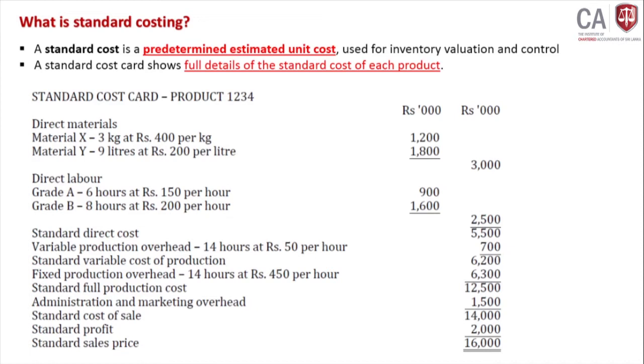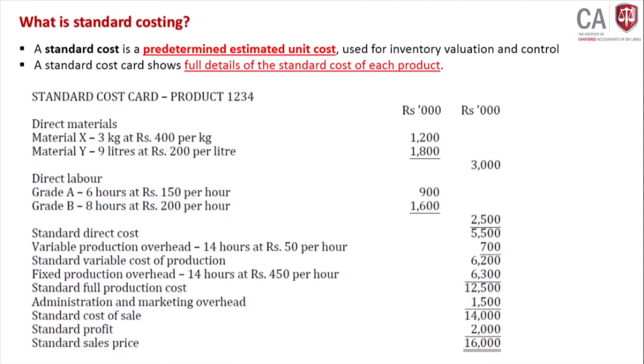Direct labor, grade A and grade B. There are two grades: 6 hours at 150, 8 hours at 200 per unit. Labor hours only, grade A labor only, grade B labor only. 6 hours and 8 hours. Right? Those are direct cost. Then standard direct cost is the sum of those two.